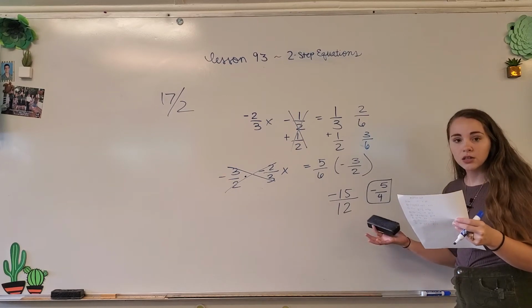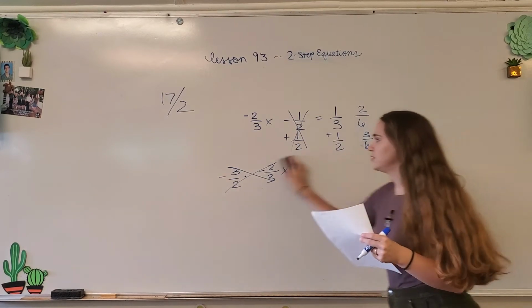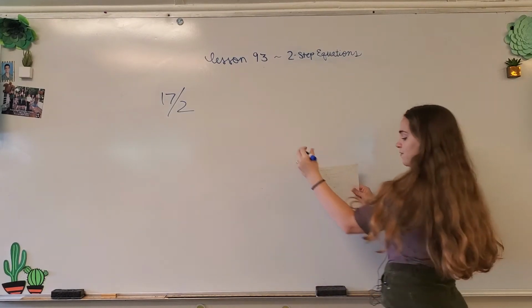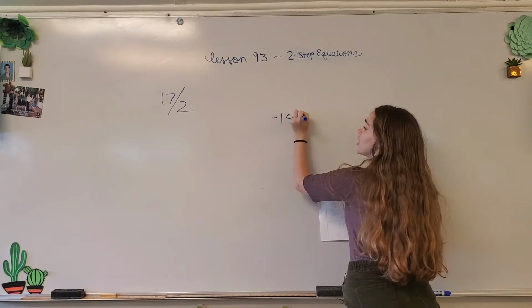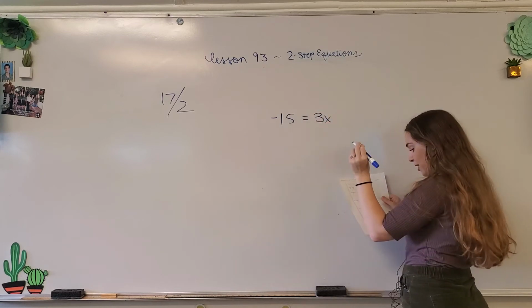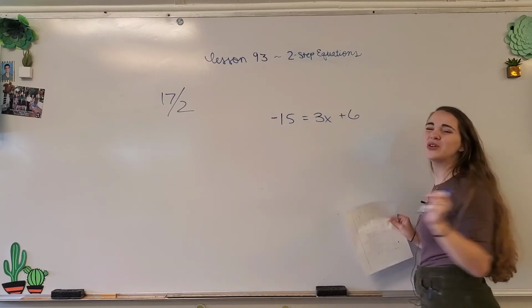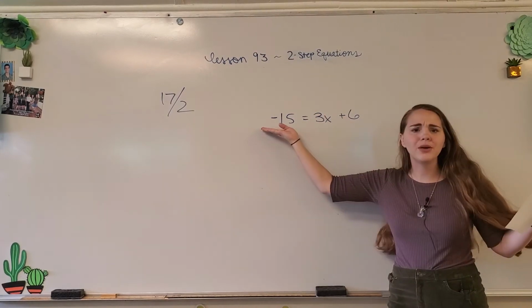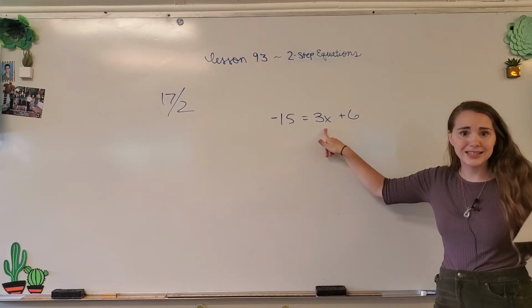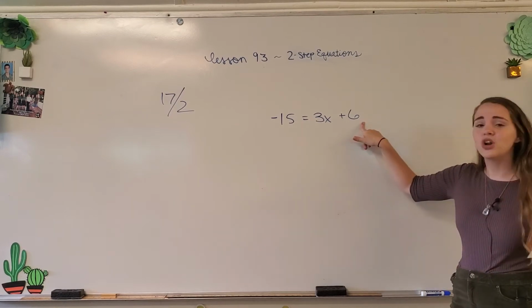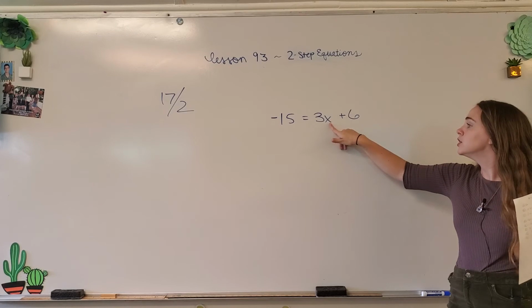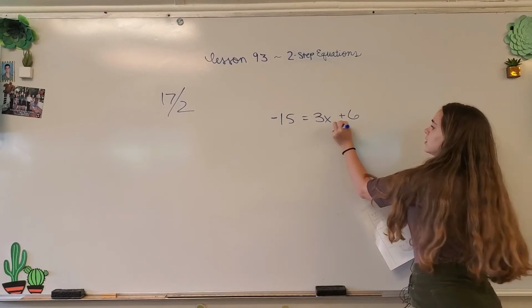Example 3. Isn't this easy? Yes, Mrs. Walker, this is so easy. We love it. Okay, negative 15 equals 3x plus 6. Now they changed it up on you. Now the x is on the other side. Still, we get rid of the 6 first. Why would we get rid of the 15? We're trying to get x by itself, right? So bringing the 15 over here would bring more stuff by x. X wants to be alone. Let it be alone. So get rid of the 6 first.